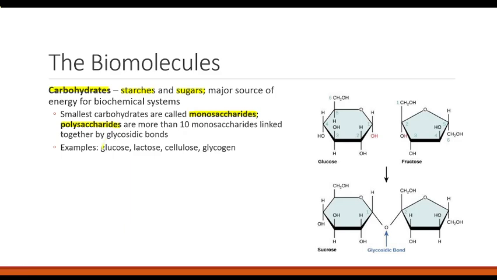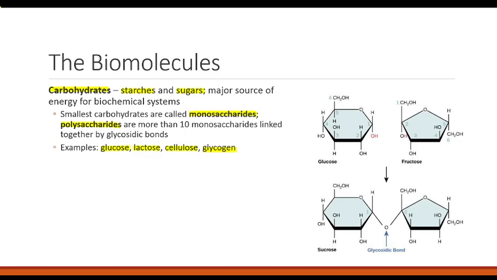Examples of carbohydrates are glucose, lactose or milk sugar, then you have cellulose, which makes up the cell wall in plants, and then glycogen. Please remember the term glycogen. This is the storage compound, the storage form of energy for animals. Why am I talking about this? Because we don't have starches. Starches are for plants. Glycogen is for animals.